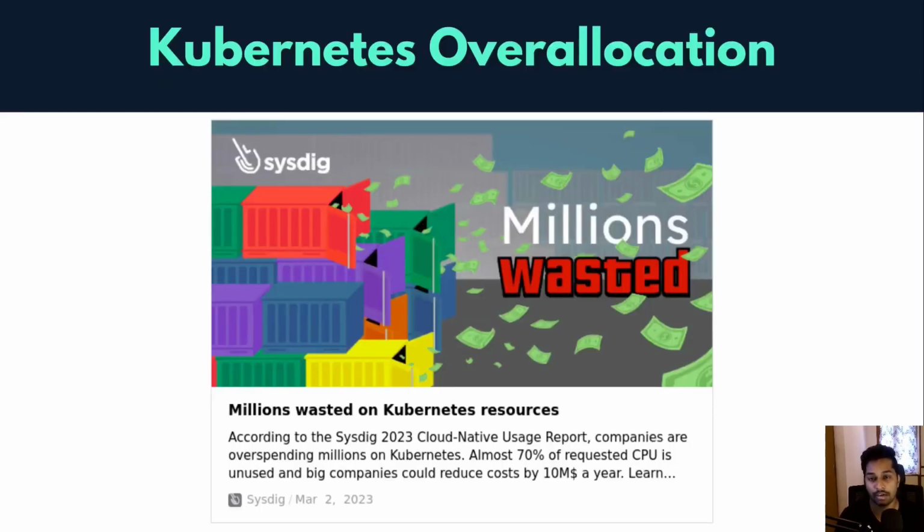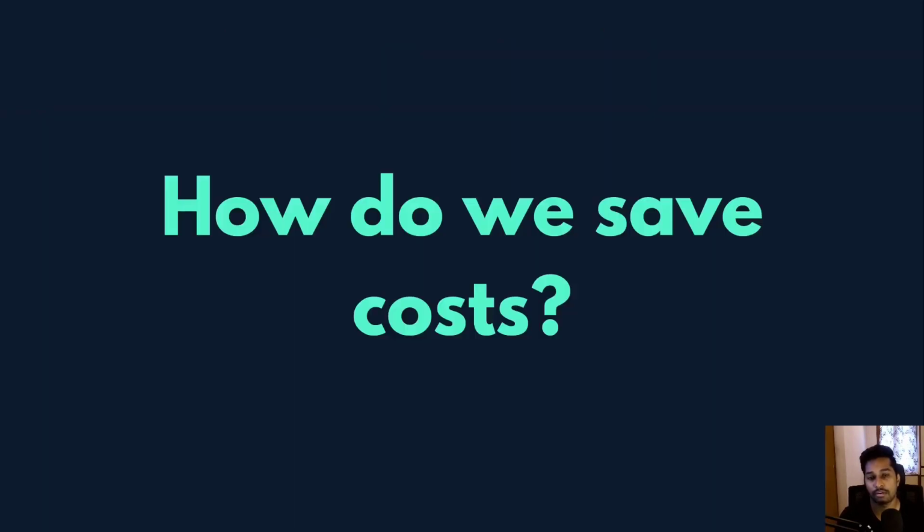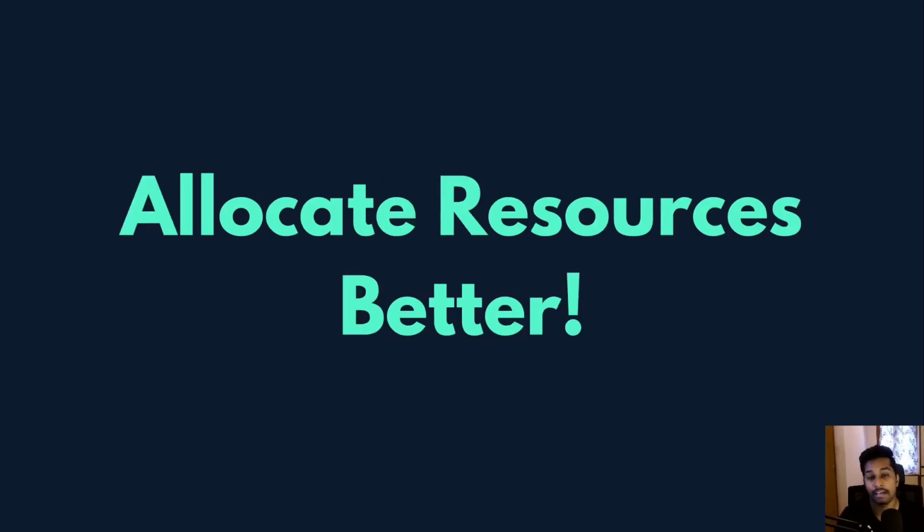Now, going back to our problem about Kubernetes over-allocation and how it's burning cash for us. So how do we save costs on Kubernetes? The answer is not complicated, it's pretty simple, as you might have already guessed, and that is to allocate resources better. It's that simple. You just have to make sure all the applications get the right amount and not too much, so that you'll save on cloud costs.